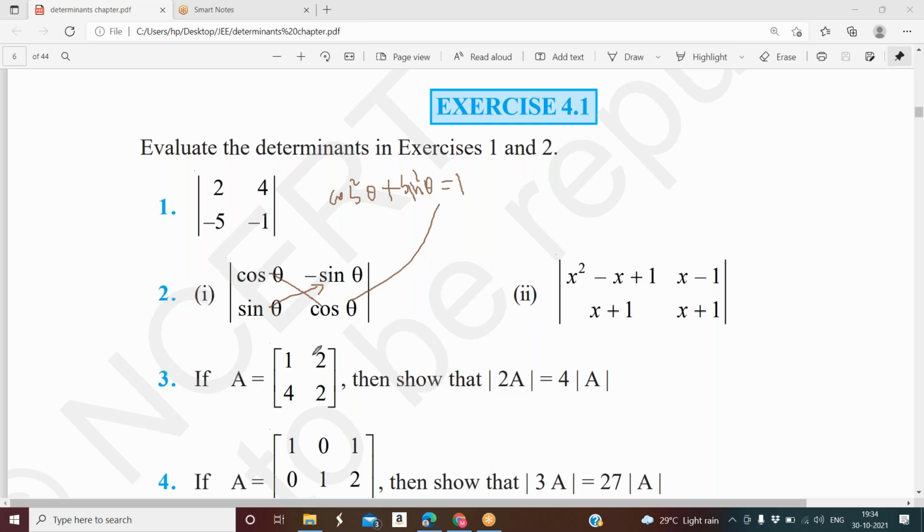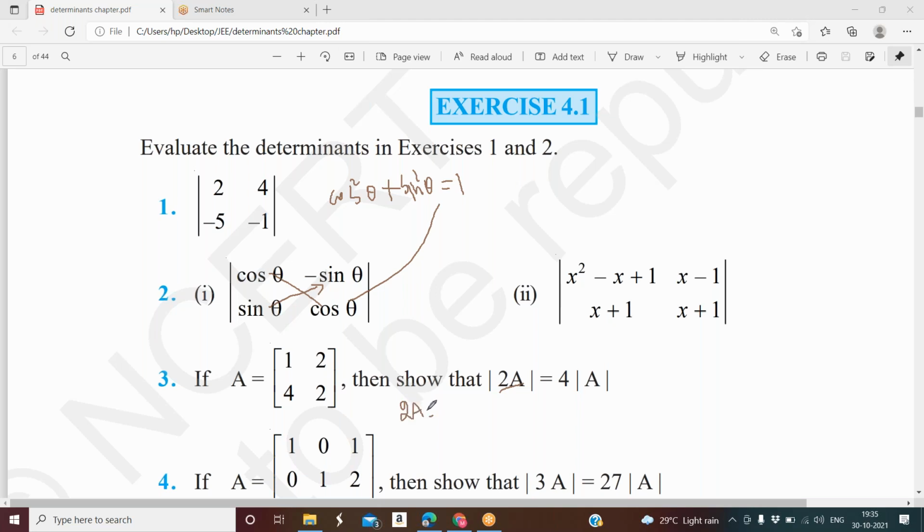Then see the next problem. A is a 2 by 2 matrix |1 2; 4 2|. We have to show that determinant 2A is 4 times determinant A. Determinant 2A means we have to multiply all the elements of A by 2. Here 2 is a scalar, right? So scalar multiplication is possible. We need to multiply all the entries of A by 2. So first let us multiply that.